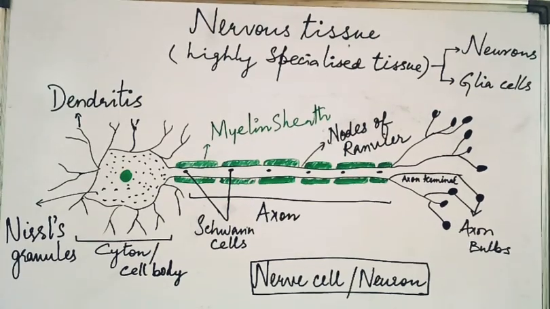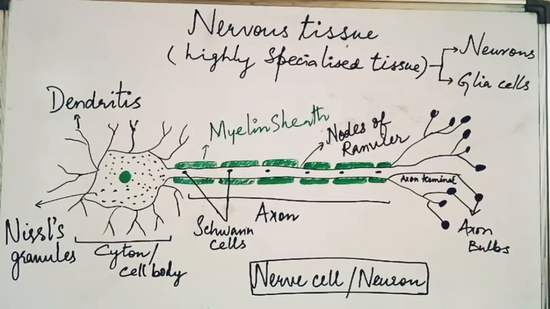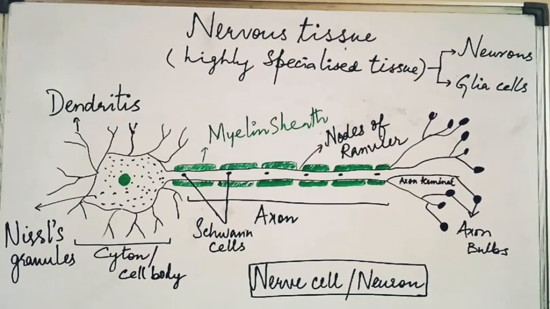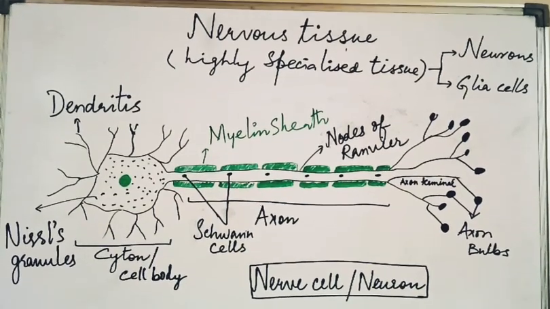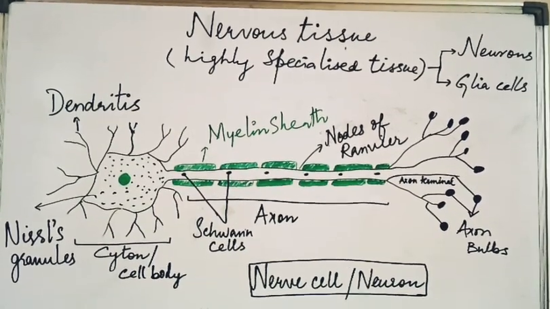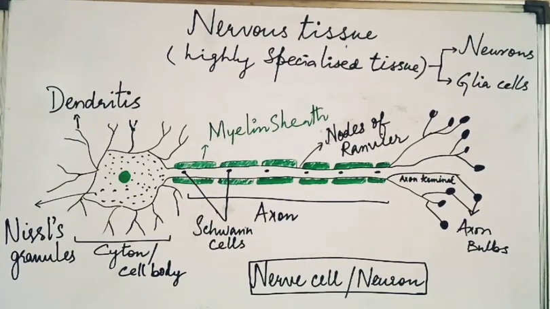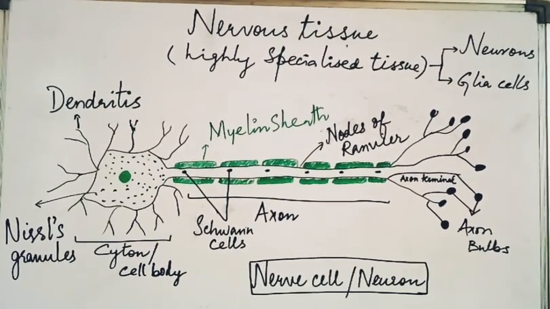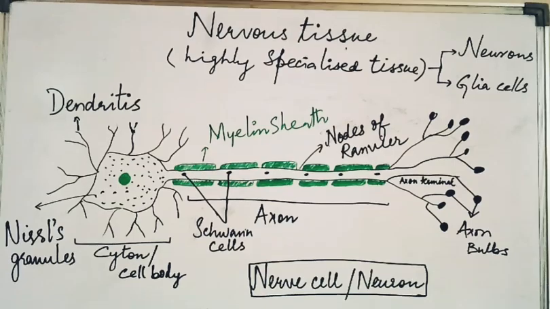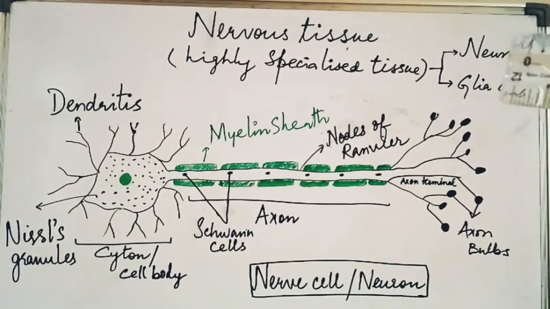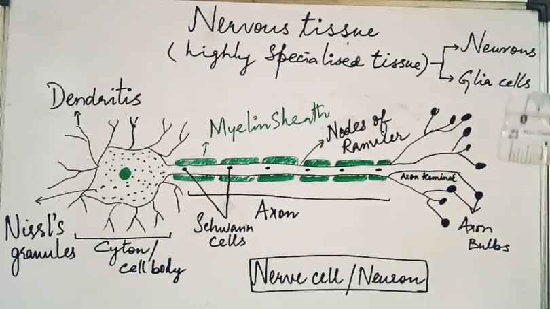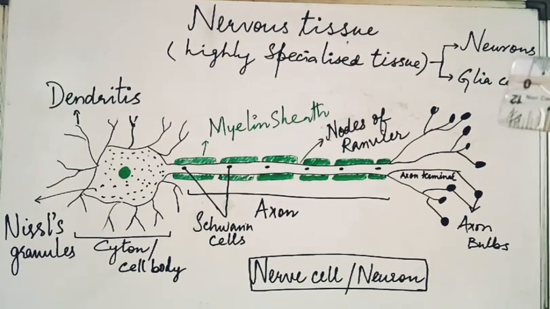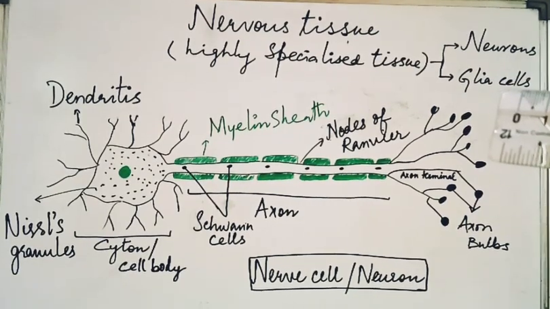In this video, we are going to talk about nervous tissue. Nervous tissue is a highly specialized tissue, and it is specialized for carrying nerve impulses. Now, this nervous tissue is made up of two types of cells. We have neurons and glia cells. Neurons are also called nerve cells, and glia cells are referred to as neuroglia cells.